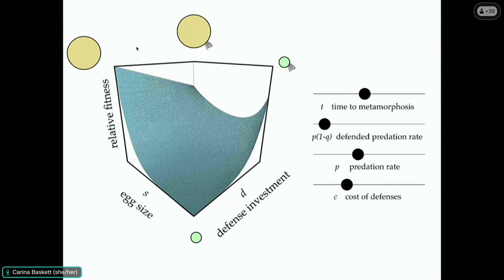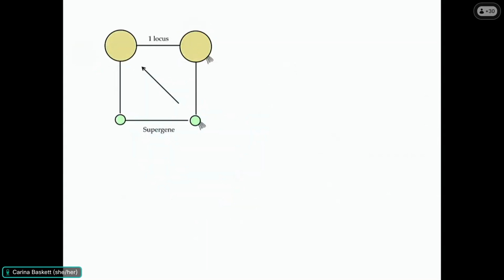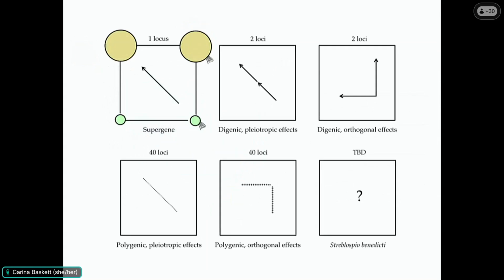So somehow evolution has to get from one corner to the other, and we can imagine lots of different genetic architectures that could facilitate this. We could imagine a single locus that's pleiotropic that just moves directly from the planktotrophic ancestor to the lecithotrophic descendant. But we can imagine kind of any other genetic architecture as well, any number of loci, any degree of pleiotropy between them with respect to these two traits of interest.